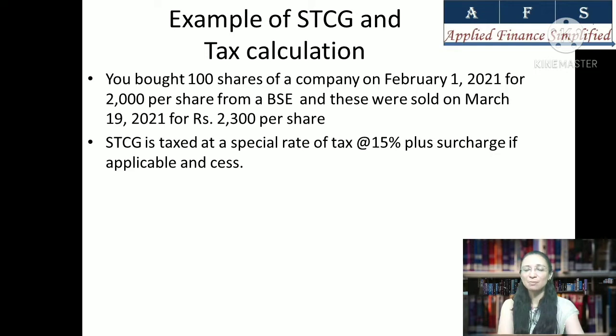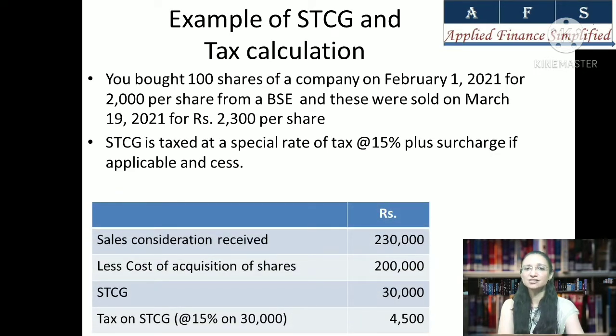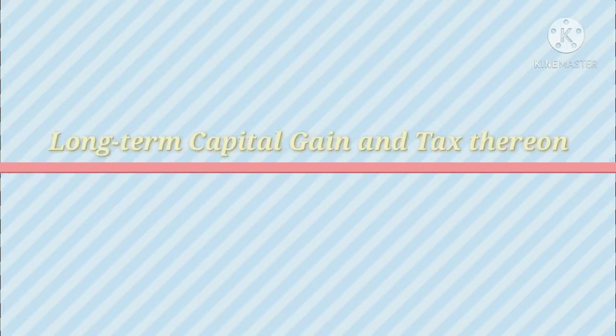So let's calculate capital gains here. Your sales consideration is 2,300 per share multiplied by 100, which makes it 2,30,000. Your cost of acquisition was 2 lakh rupees. So your short-term capital gain is 30,000 rupees. Tax on short-term capital gain at the rate of 15% is 4,500.